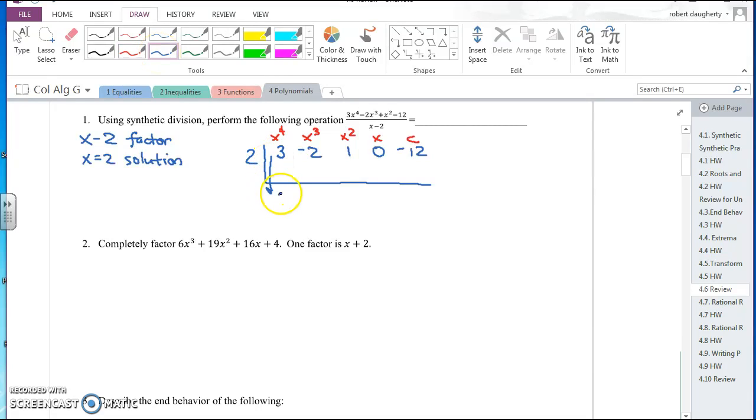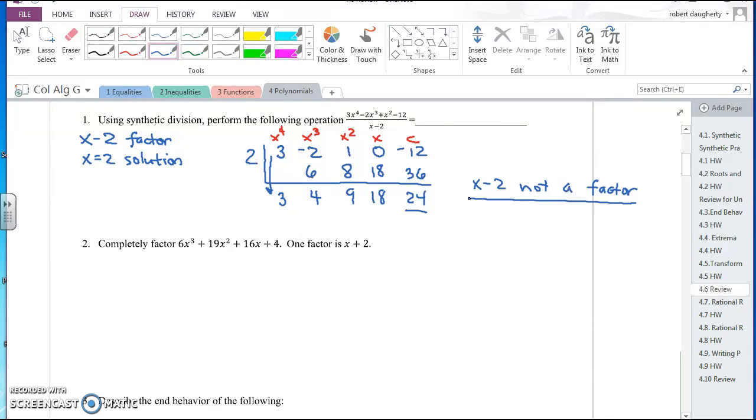So bring the 3 down. 2 times 3 is 6. 6 minus 2 is 4. 2 times 4 is 8. Add 1 to get 9. 2 times 9 is 18. Add to get 18. 2 times 18 is 36. Minus 12 is 24. Okay? So this tells me that x minus 2 is not a factor.